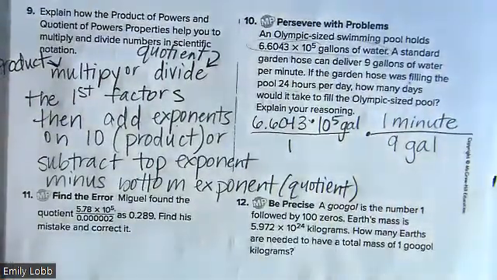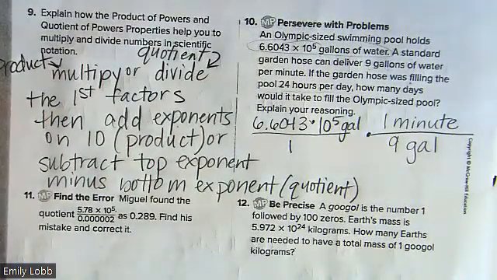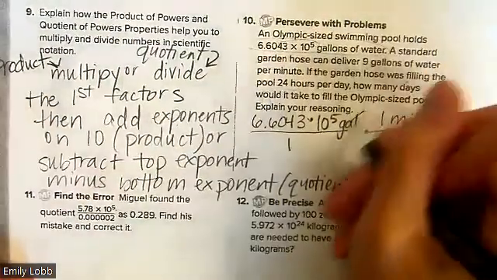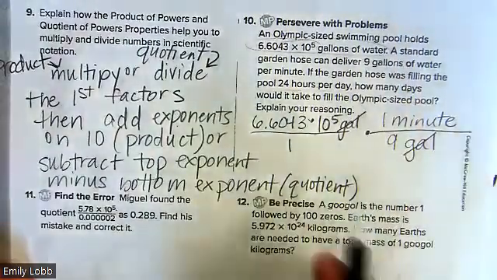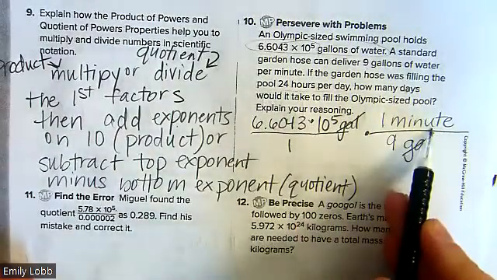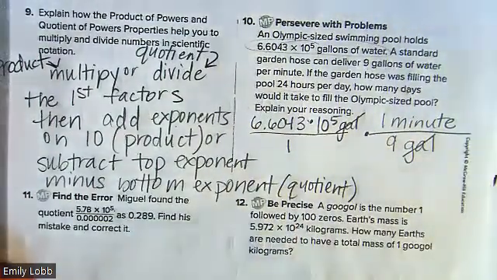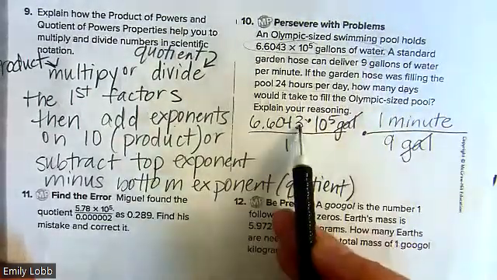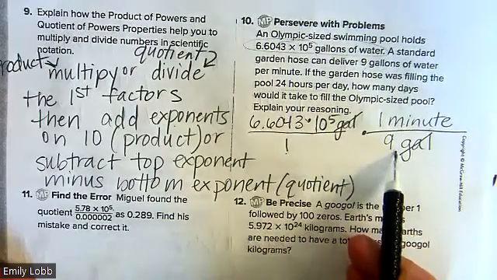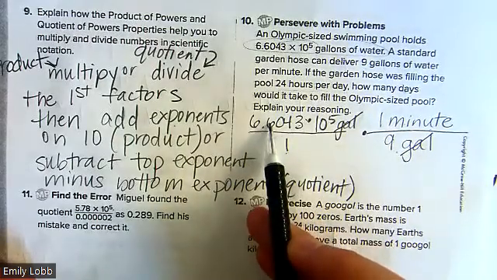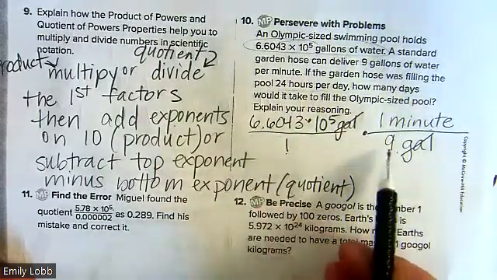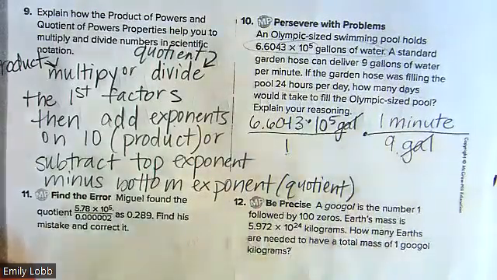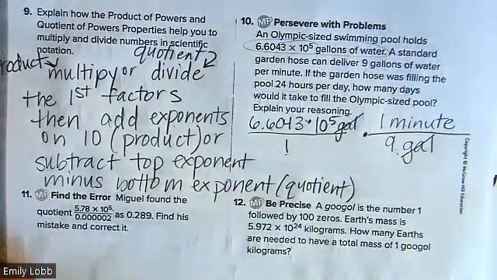This helps me to see what I'm actually going to be doing. This way I cancel out gallons and I'm left with what? Minutes. And that's what I want. I want time. So this times this is really just this, and this times this is really just this. So what is this really? This divided by 9. Does that make sense?